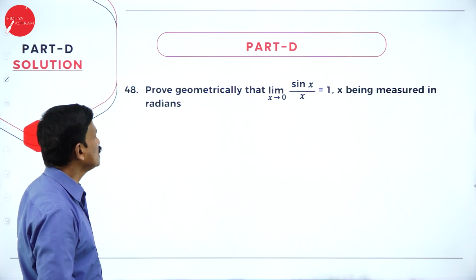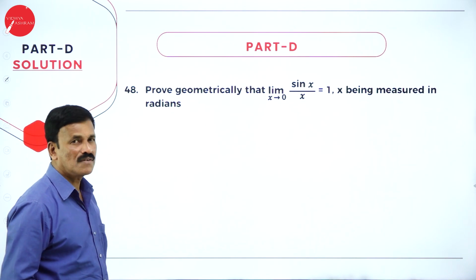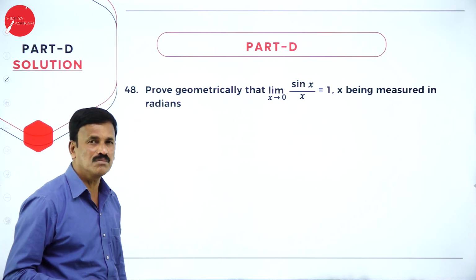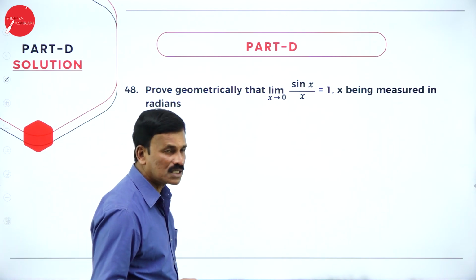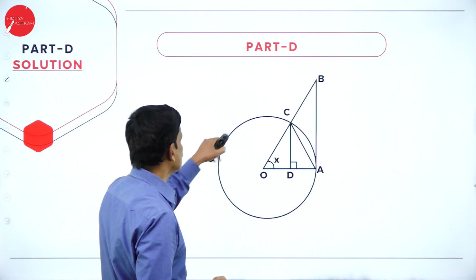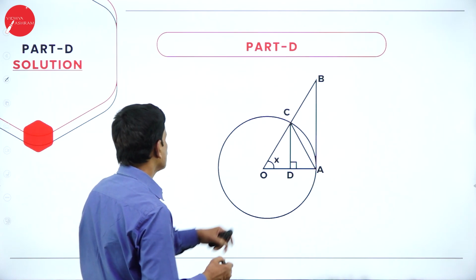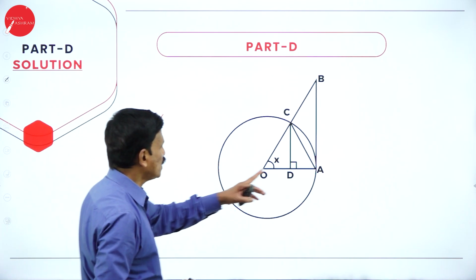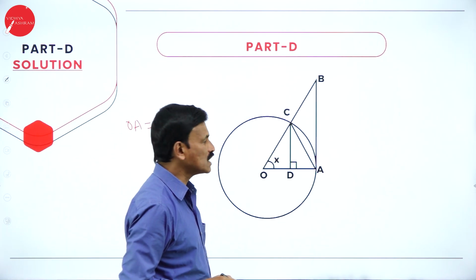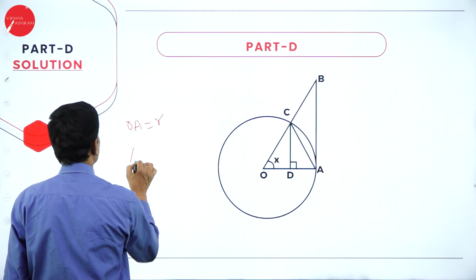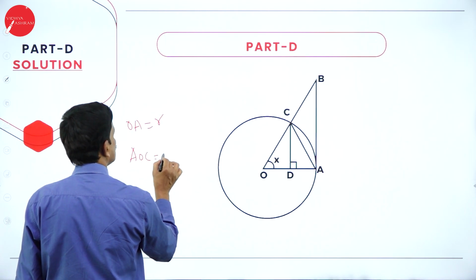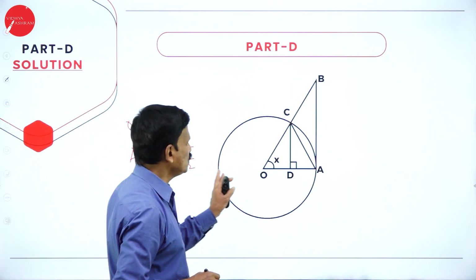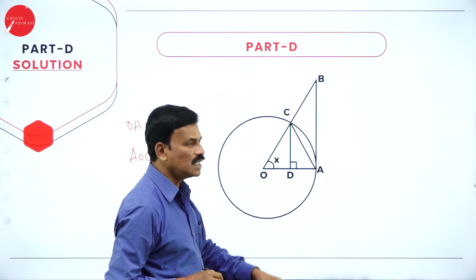Prove geometrically that limit x tends to 0 of sin x by x is equal to 1, x being measured in terms of radians. This is also very important. Now for this, let us consider a circle with O as center and R as the radius. So OA is equal to R, the radius. Mark the points A and C on the circle such that angle AOC is equal to x, which is less than pi by 2. Then join OA, OC and AC.